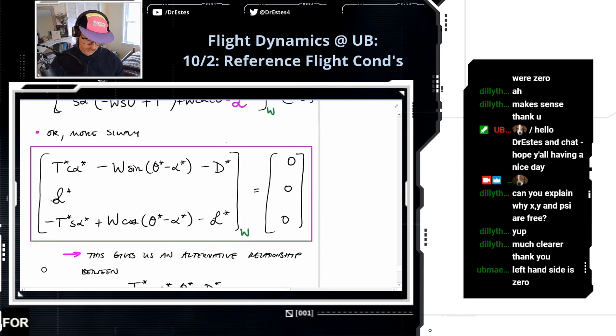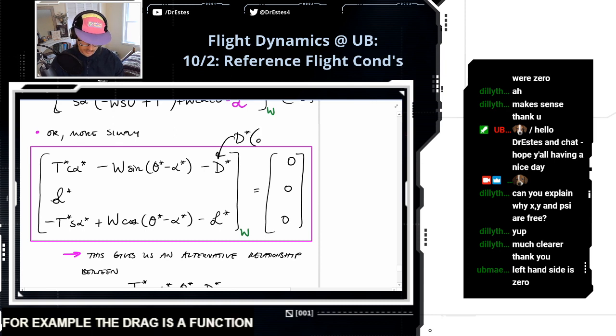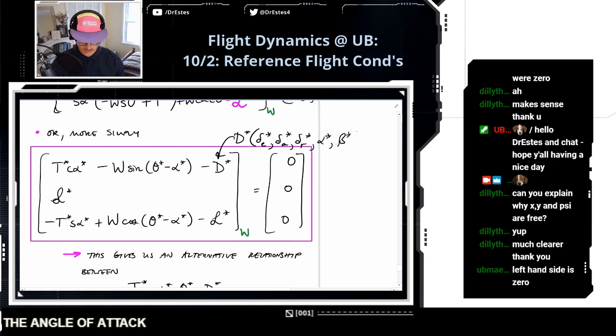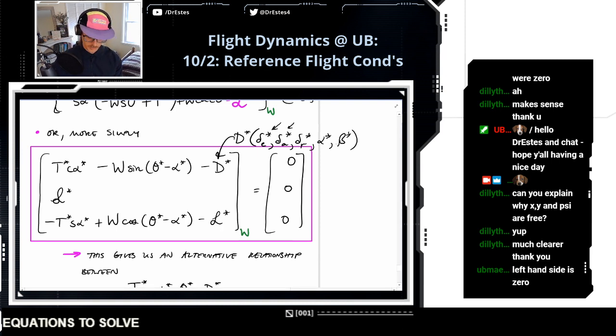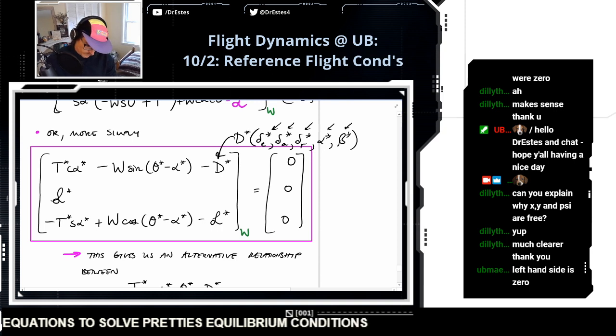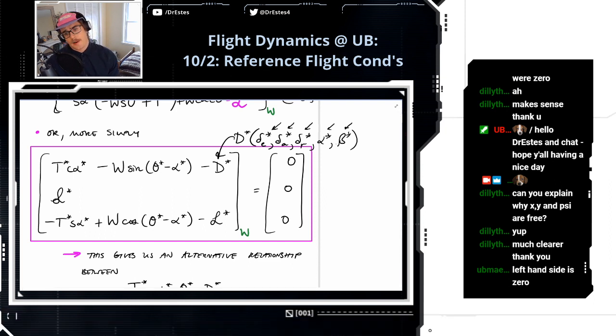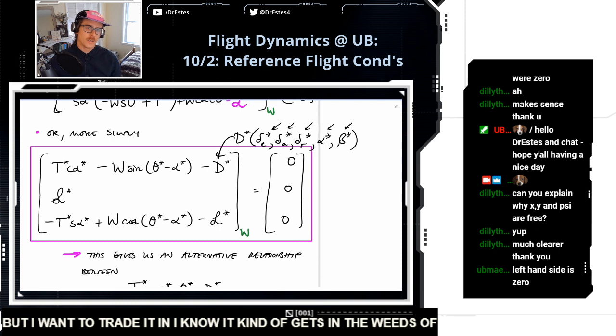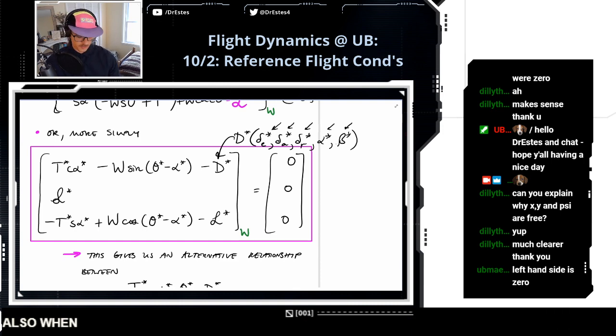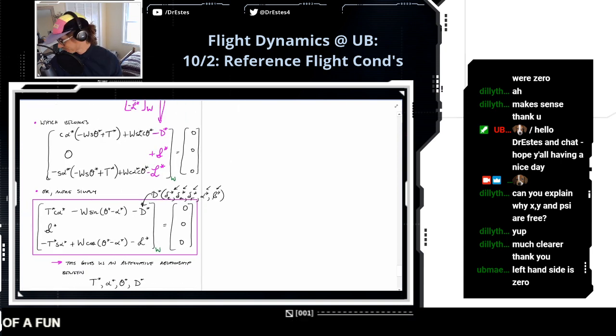So, for example, the drag is a function of my control variables. It's also a function of the angle of attack, side slip, like all of this stuff. So we're going to have these equations to solve for these equilibrium conditions. And that's basically what I wanted to show you today. I know it kind of gets in the weeds of the math here. But when you're doing it yourself for different problems, it's kind of a fun puzzle too. At least I think so.